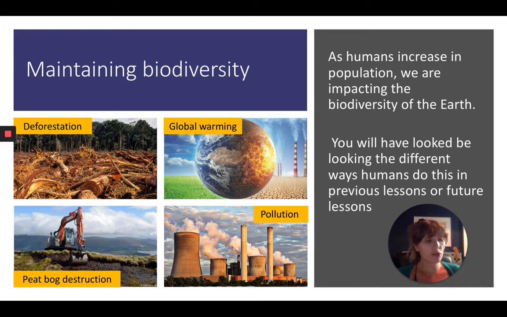Okay, so what we do as humans is reduce biodiversity by what we do to the planet. But what we are trying to do is conserve that. We put conservation programs in place which help to pick up biodiversity.